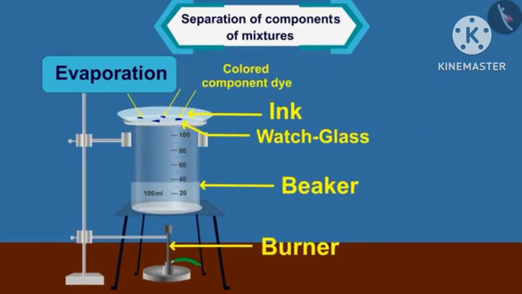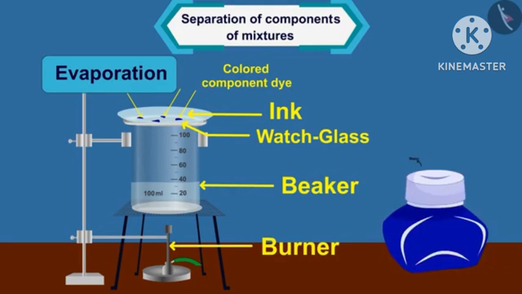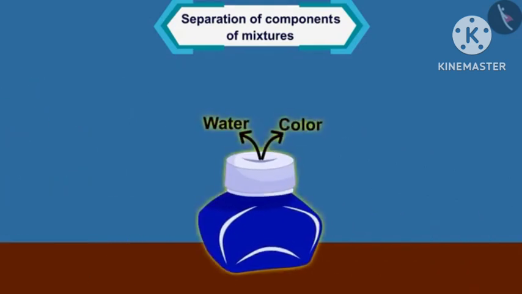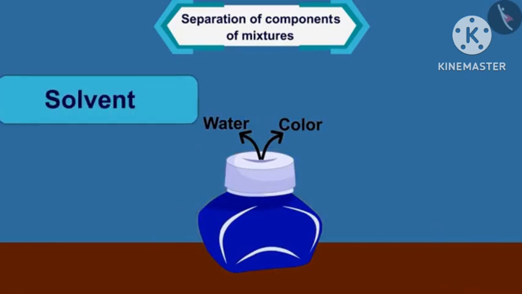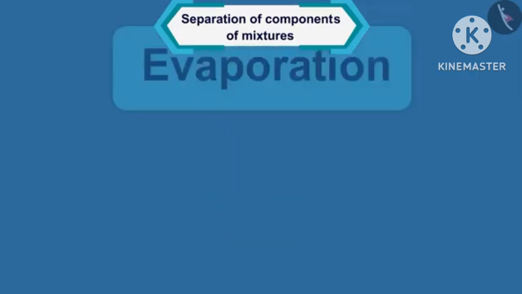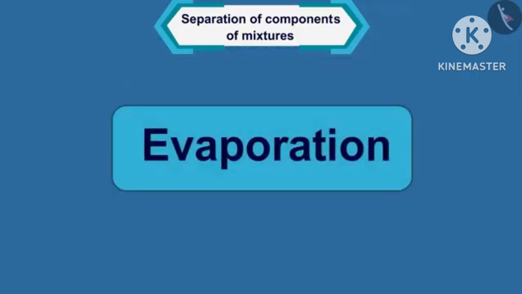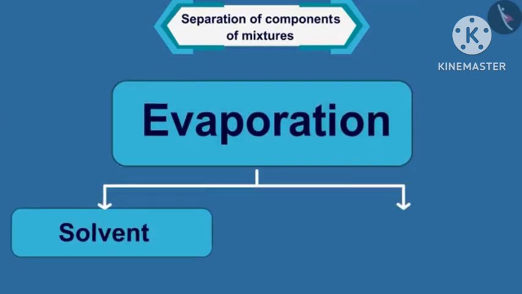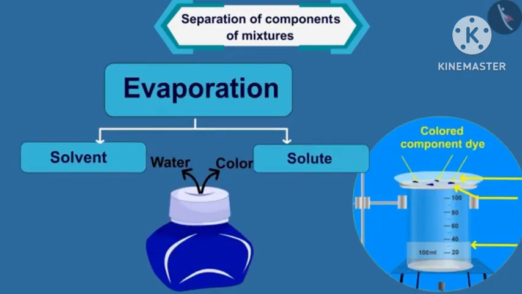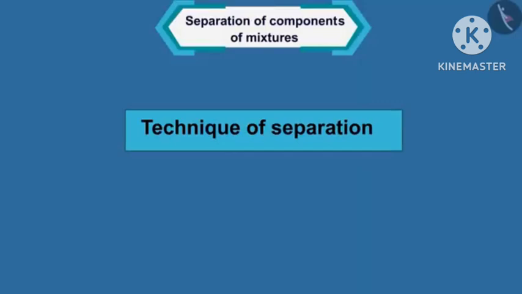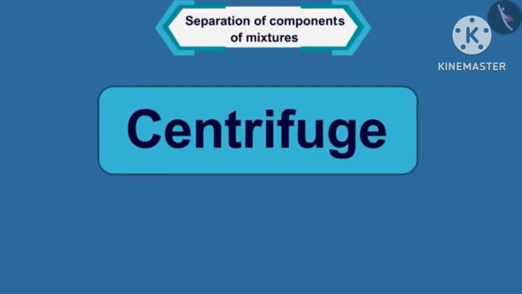So we can now conclude from this activity that ink is a mixture composed of water and color components, in which water is the solvent and color is the solute. And we can separate the solute from the solvent in mixtures such as ink by evaporation. Let us now learn about the second technique of separation, centrifugation.